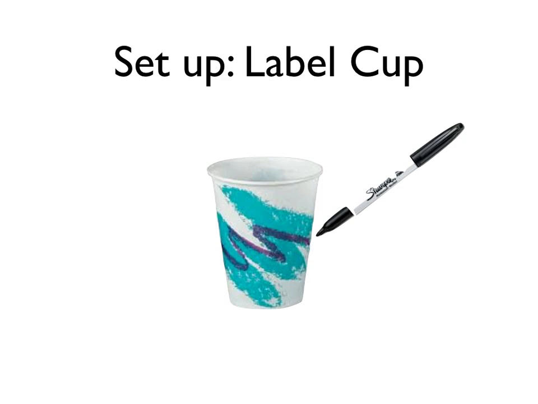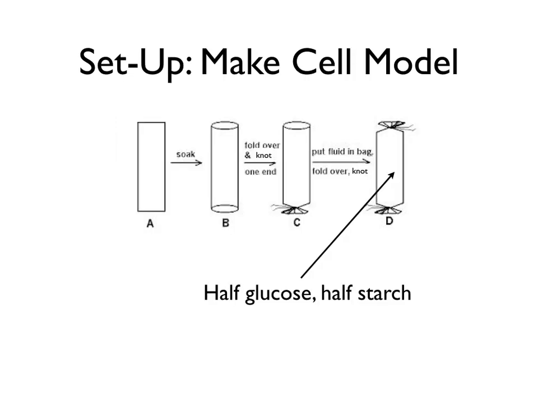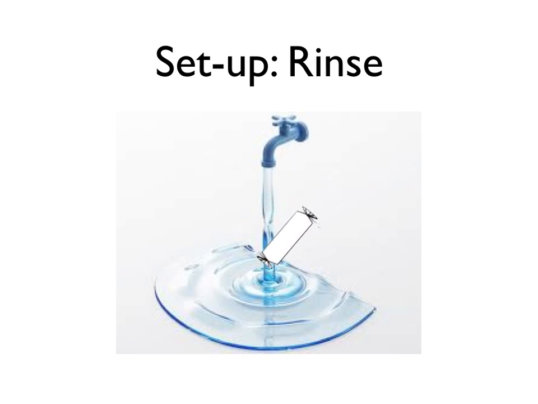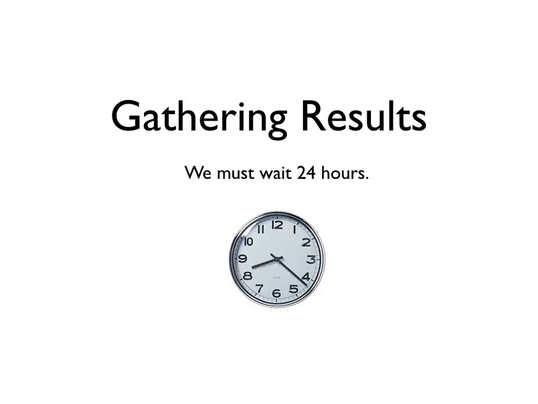To set up the lab, we wrote our period and our group number onto a cup with permanent marker, and then we filled it with water. Then we soaked the dialysis tubing and opened it up. We tied off one end and filled one half with glucose solution and the other half with a starch solution. And then we thoroughly rinsed it underwater to get rid of any remnants of starch or glucose on the outside of the tube. Then we put the model into a cup with water and we were waiting for 24 hours.